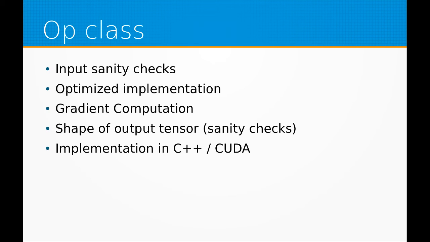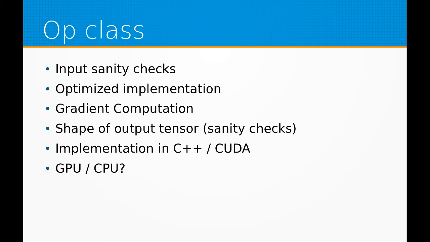And if you want to have GPU support, you need to write it in CUDA. So usually you have two implementations, one for CPU and one for GPU. So there are objects, there are methods which have implementations in C++ and CUDA.